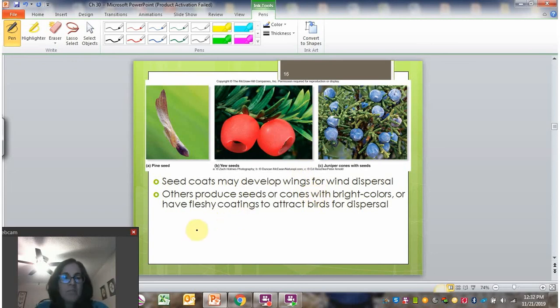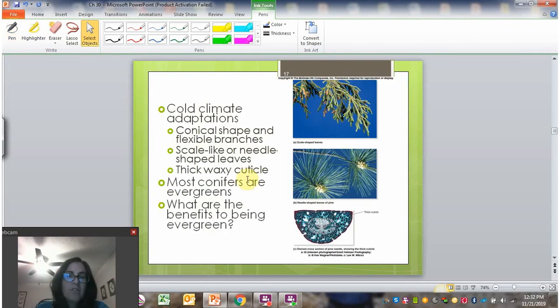Let me just be clear, though: when we see the words fleshy coating, we might think fruit, but this is not true fruit. A fleshy coating is not the same thing as fruit. That can get a little confusing because sometimes we even use the word berry. Juniper cones are oftentimes referred to as juniper berries. But again, remember that's not a fruit because these are gymnosperms. Conifers have other adaptations that help them adapt well to cold climates, and so that's another reason why they're found in places like the mountains and northern forests.